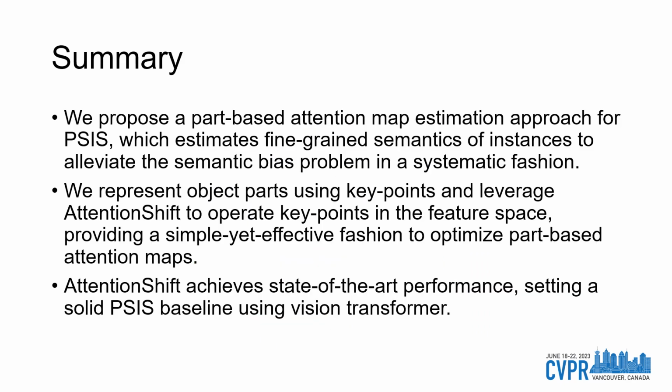To summarize, we propose a part-based attention map estimation approach for PSIS, which estimates fine-grained semantics of instances to alleviate the semantic bias problem in a systematic fashion. We represent object parts using key points and leverage AttentionShift to operate key points in the feature space, providing a simple yet effective fashion to optimize part-based attention maps. AttentionShift achieves state-of-the-art performance, setting a solid PSIS baseline using Vision Transformer.